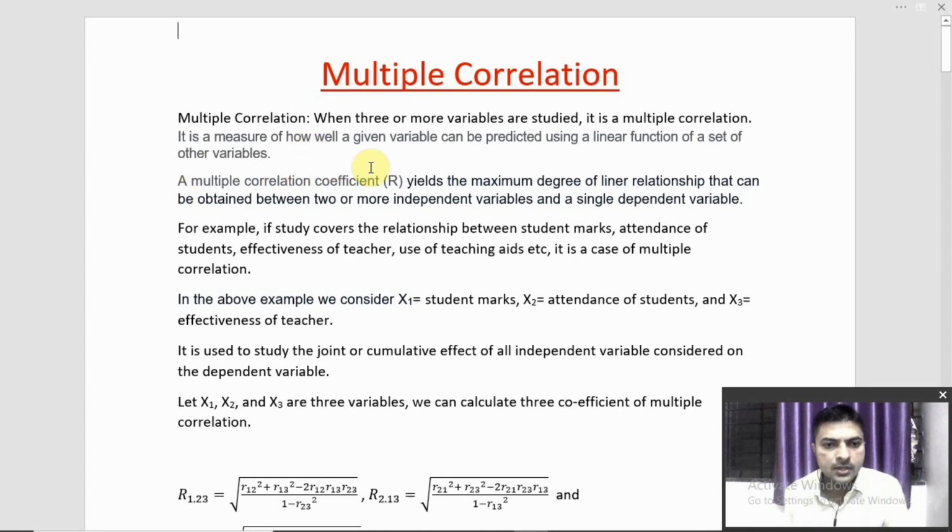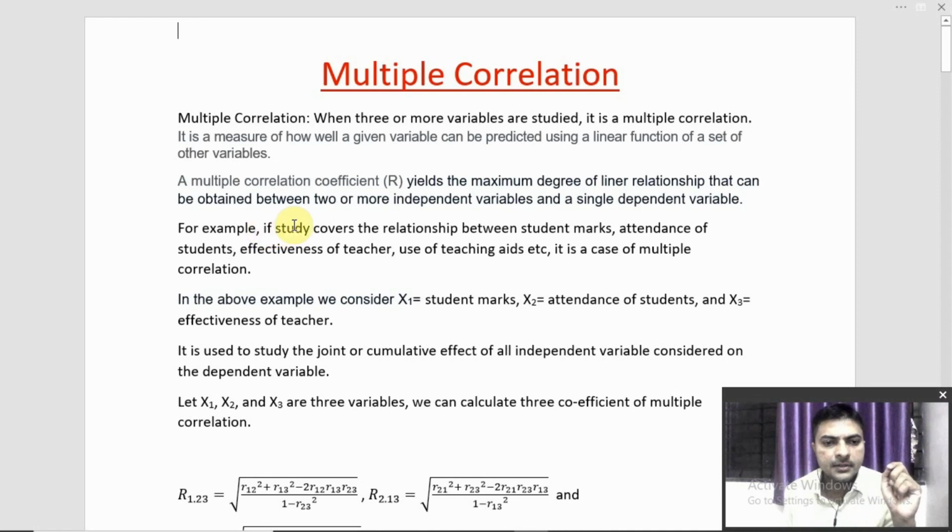A multiple correlation coefficient is denoted by capital R. Please remember this, students. It yields the maximum degree of linear relationship that can be obtained between 2 or more independent variables and a single dependent variable.